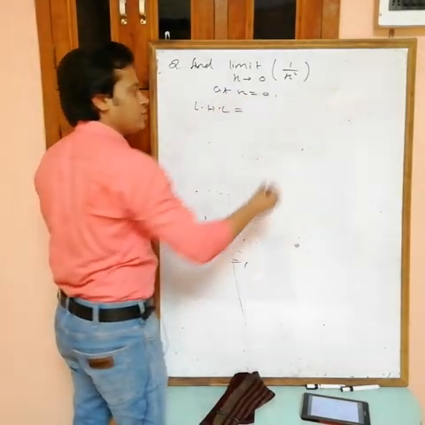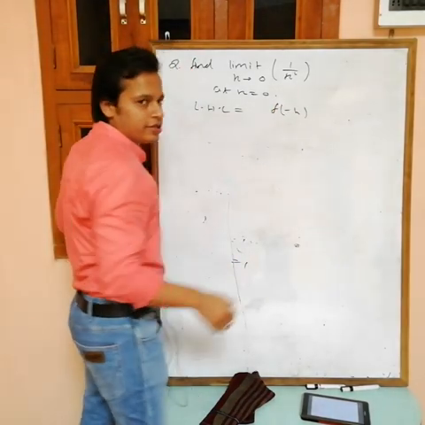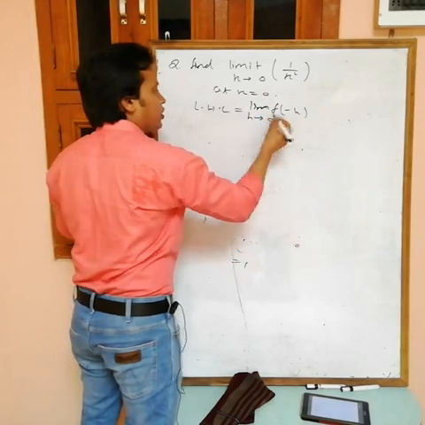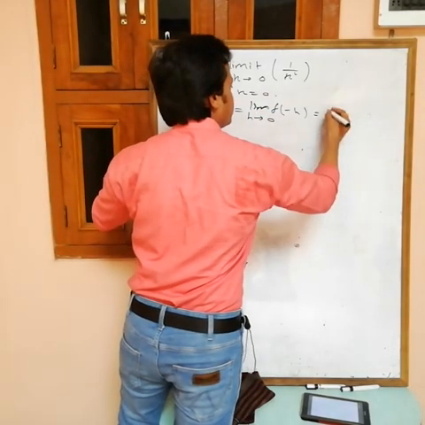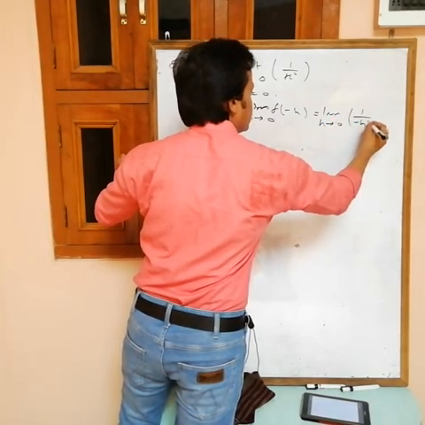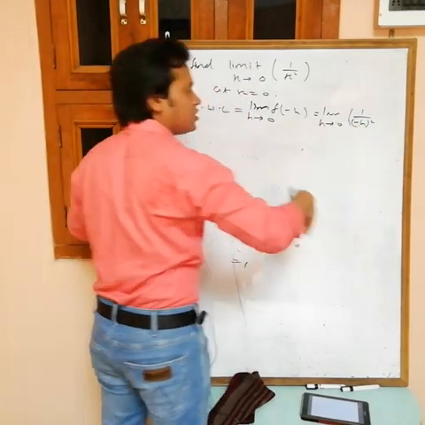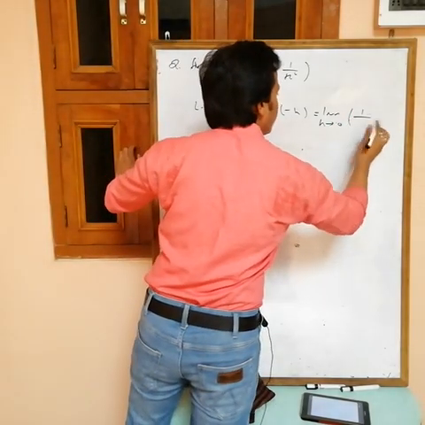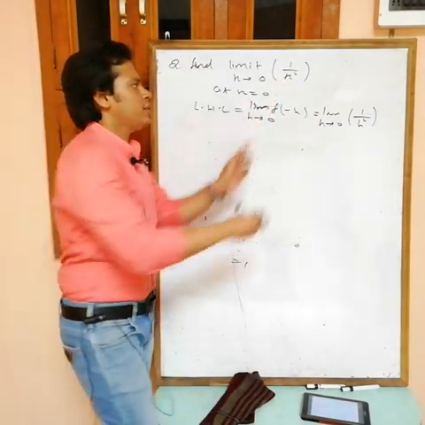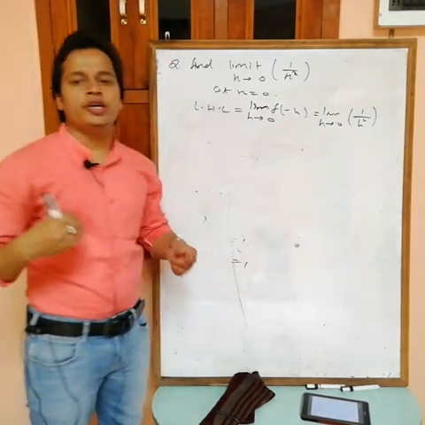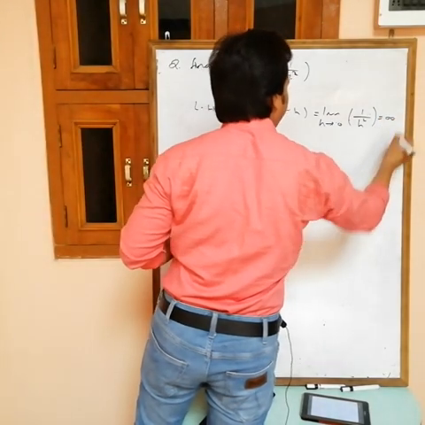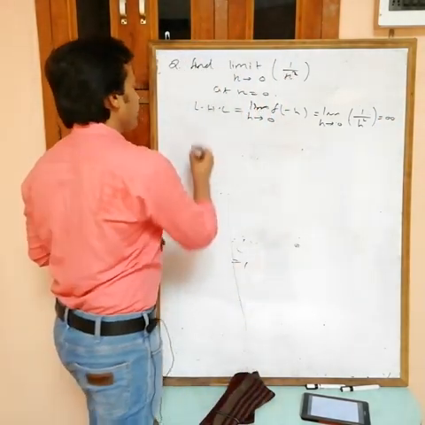LHL is the value of the function at a minus h. a is 0, so 0 minus h means minus h. Write the information about h, so limit h tending to 0. Now the value of f(minus h) is limit h tending to 0 of 1 by minus h square. If you replace x with minus h, you get 1 by minus h square. Minus h square can be written as h square. Now put h equals 0. What are we getting? 1 by 0, and 1 by 0 is infinity. Okay. Now find RHL.